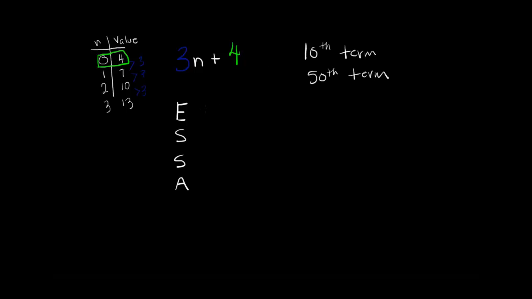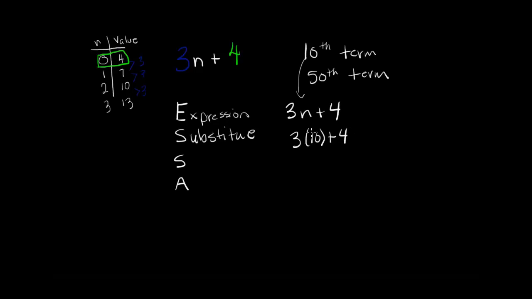So first thing we're going to do is we're going to copy down the algebraic expression, E standing for expression. Okay, so I'm going to copy down 3n plus 4. Okay, then this stands for substitute for the variable. Okay, so I'm going to take out the variable and put in the 10th term. So 3 times 10 plus 4. All right, okay, and then the next one stands for solve.